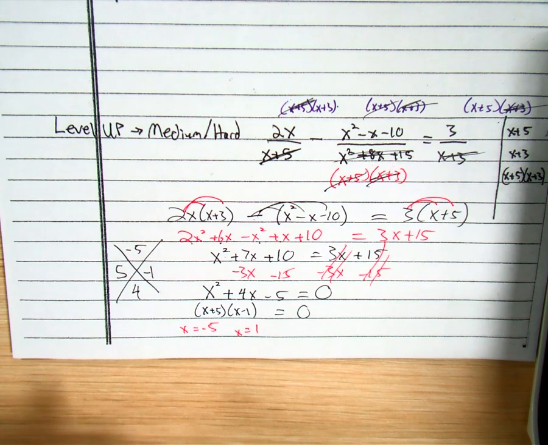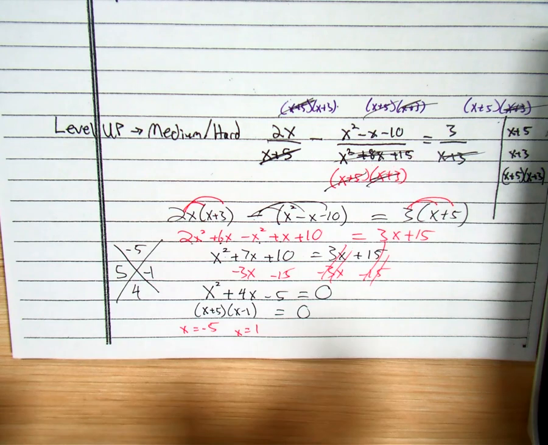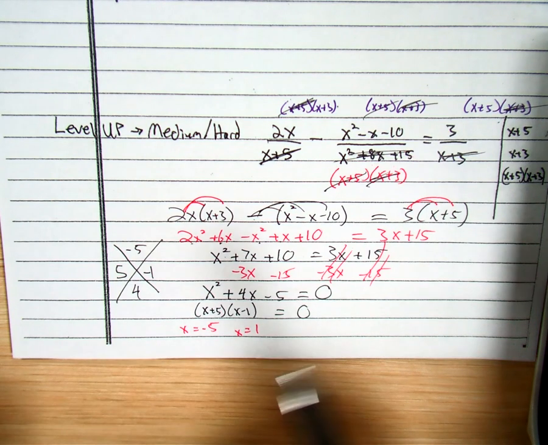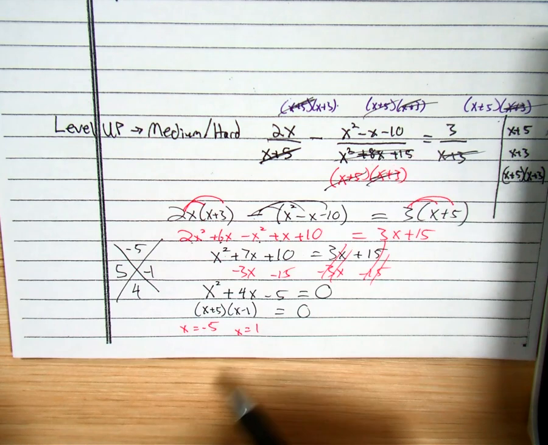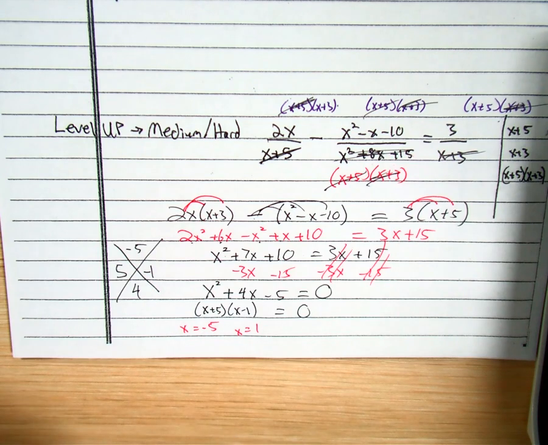Okay, and you're feeling really good about it because they're nice numbers, but guess what? That's not the right answer. Okay, it didn't happen in the first two problems, but it happened this time. Okay, this is not the right answer. One of these does not work. Why doesn't it work? And which one is it?